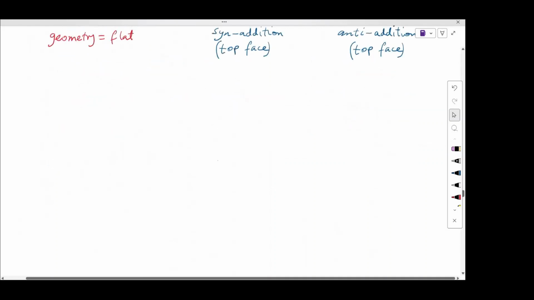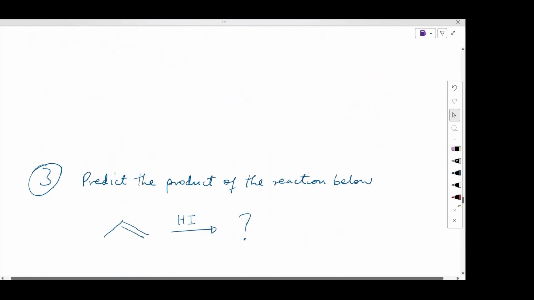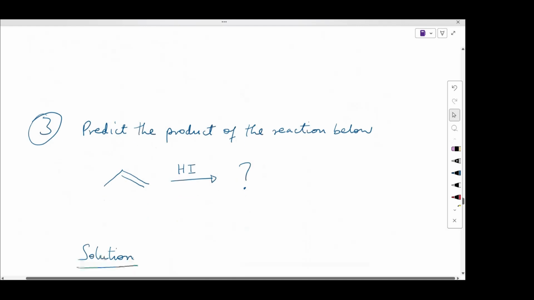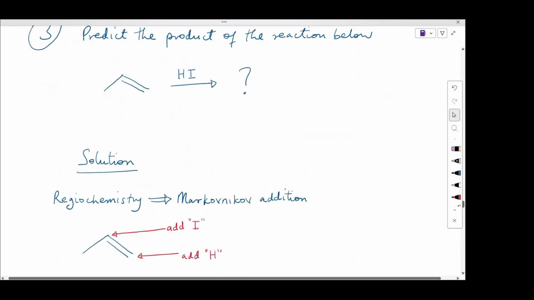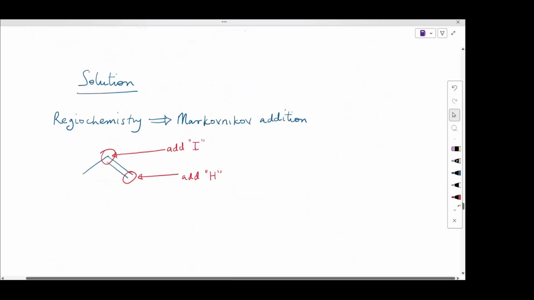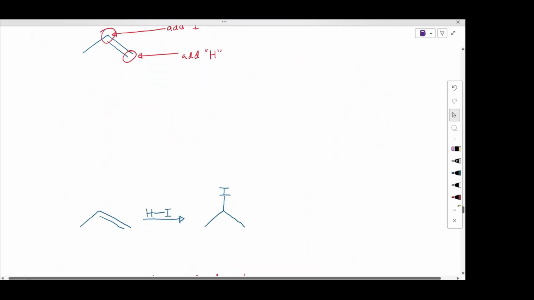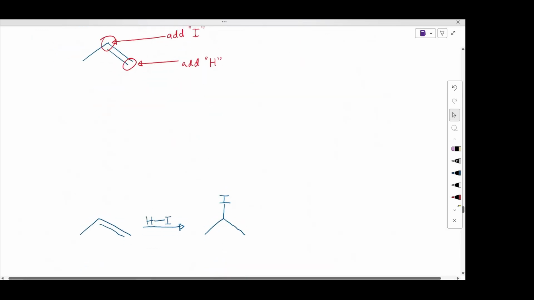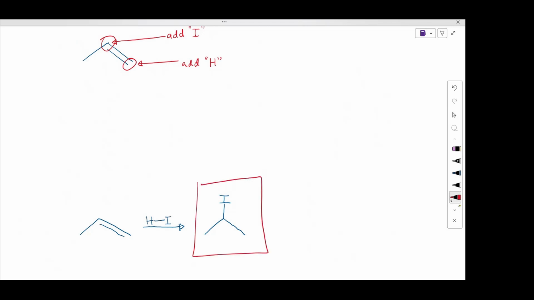Let's go to the next question. This question asks us to predict the product of this reaction. Again, we have to consider the regiochemistry of this reaction. So hydrogen will add to the less substituted carbon, and iodine will add to the more substituted carbon. If we do this addition, this is what we're going to have. The next question would then be, does this molecule have a chiral center? And the answer is no. Therefore, we do not need to show stereochemistry, and we will only have one product.